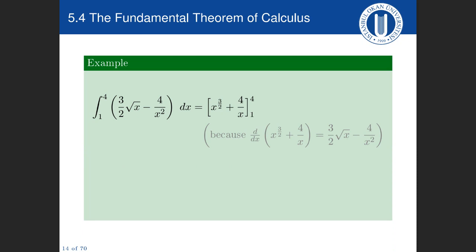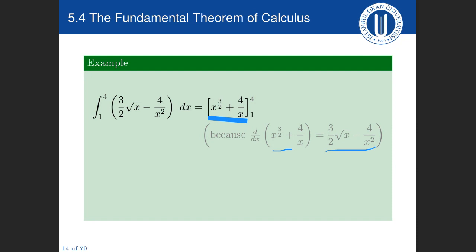The integral from 1 to 4 of 3 over 2 square root of x minus 4 over x squared dx. We need to find an antiderivative of our integrand, and I'm saying that an antiderivative of our integrand is x to the power 3 over 2 plus 4 over x. Why? Because if we differentiate this function, we get the function that we started with.